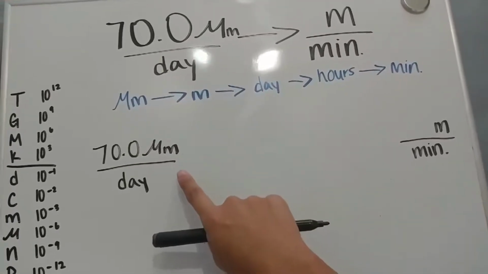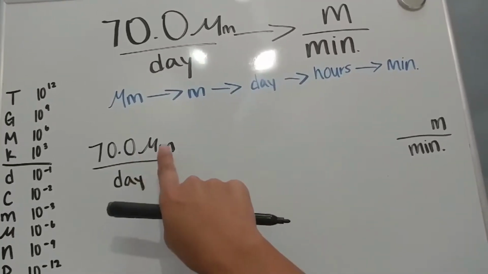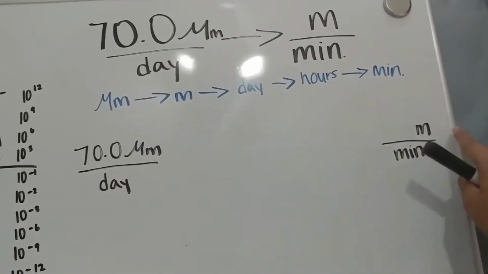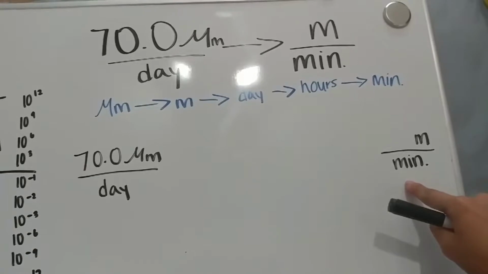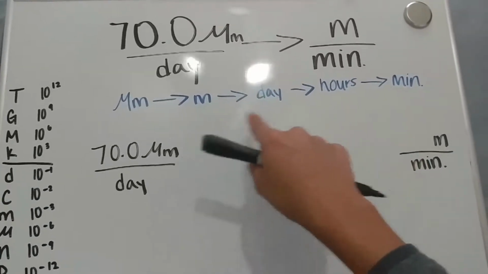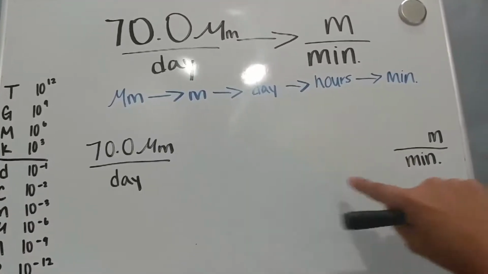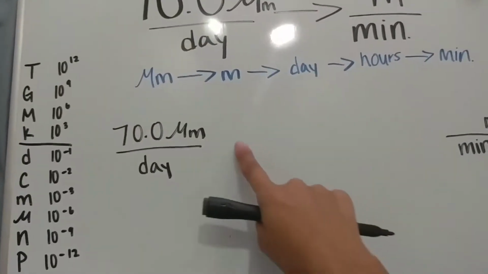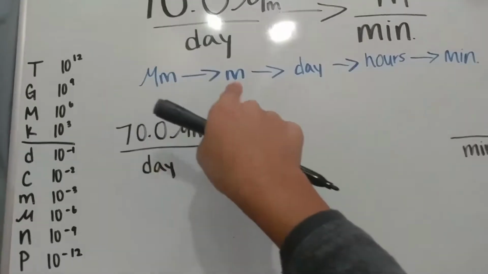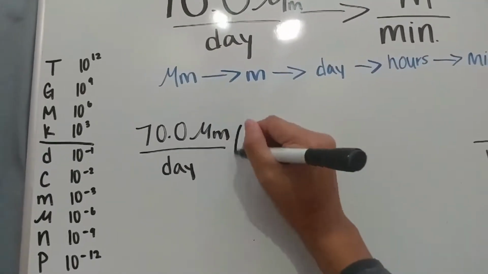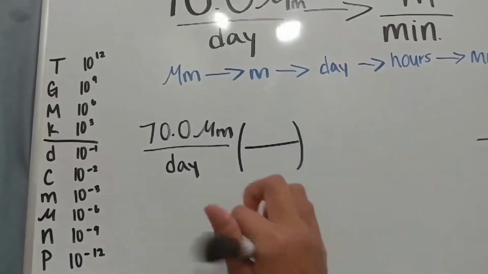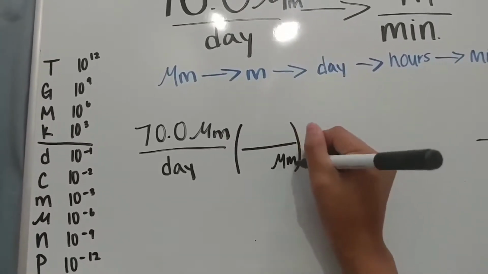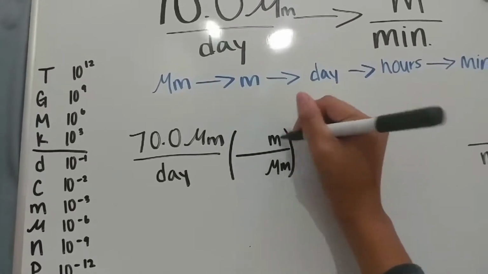Okay, so we're going to start with our initial unit, which is 70.0 micrometers per day, and you always write the units that you want at the end to make sure that as you're crossing out units, you end up with meters per minute. So we are first going to do the conversion factors from micrometers to meters. So since we got to cancel out micrometers, micrometers would go to the bottom and meters would go to the top.